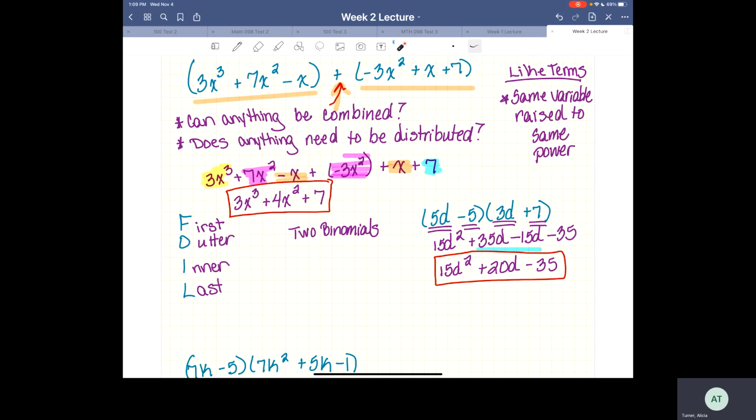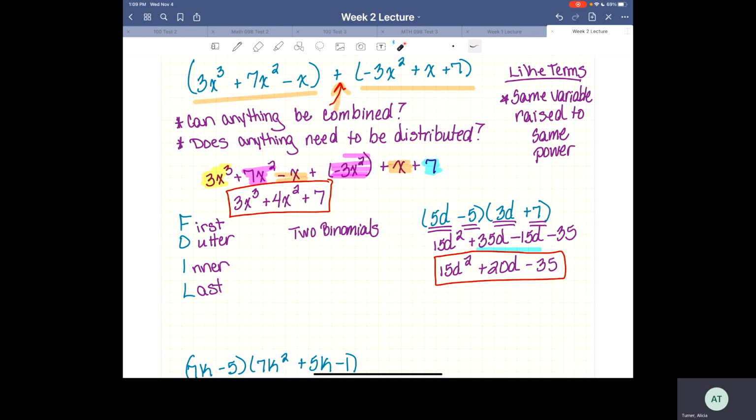If you've got a minus sign right here, you've got to distribute that negative sign to everything. Okay? So these are two super important questions that you are going to ask when you are simplifying. Can anything be combined inside the parentheses? And does anything need to be distributed? Remember that like terms are your same variable raised to the same power. That's what a like term is.